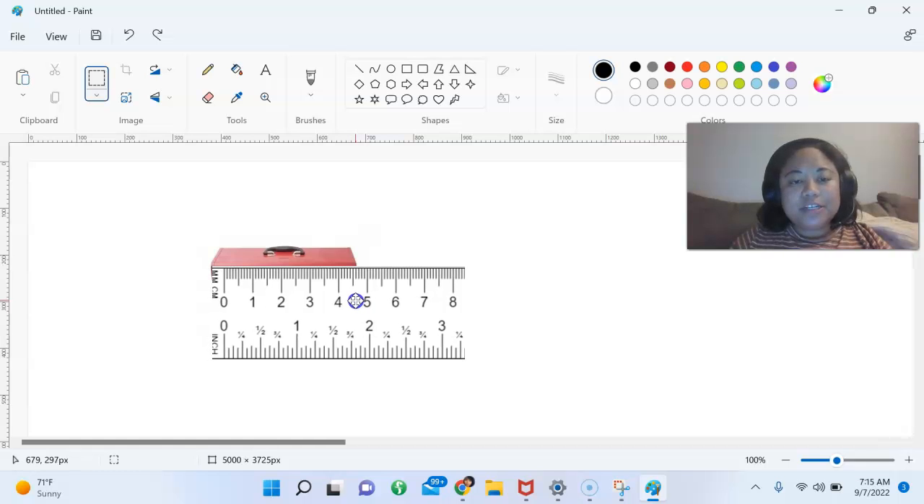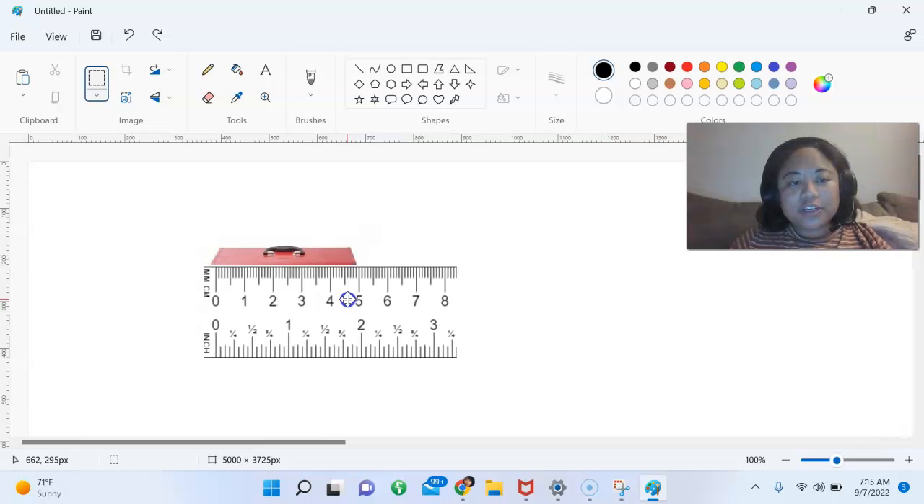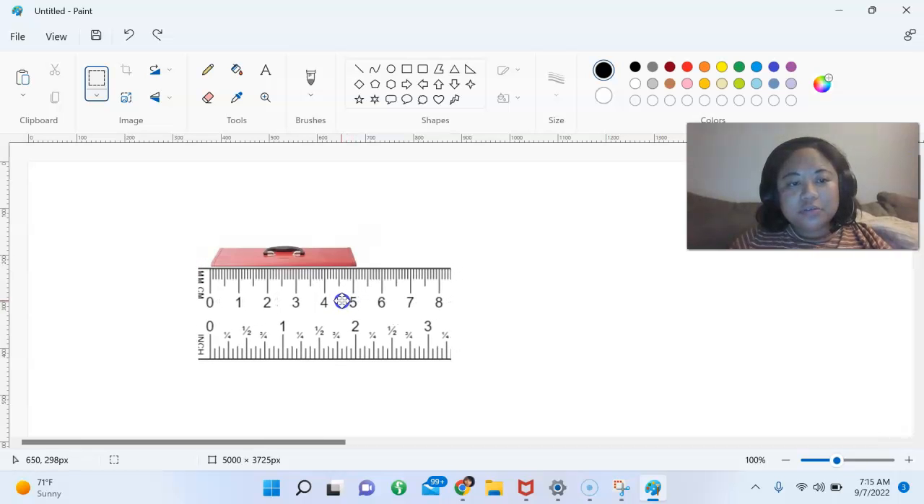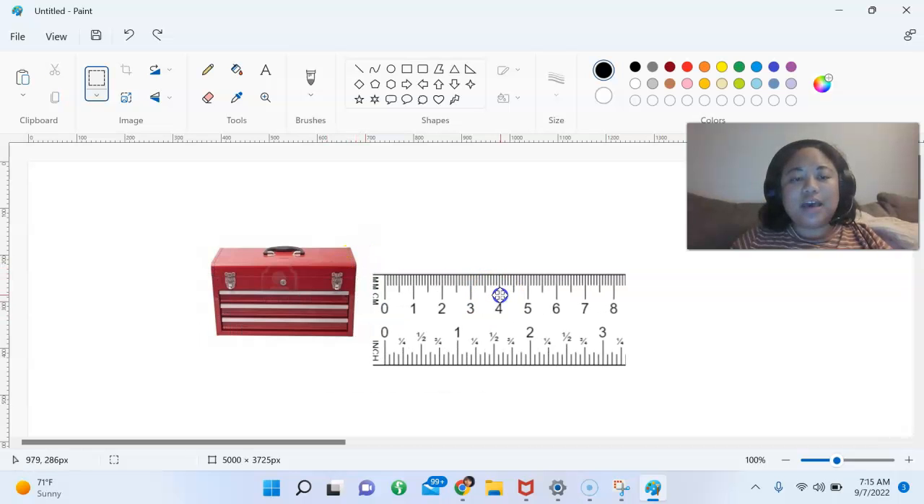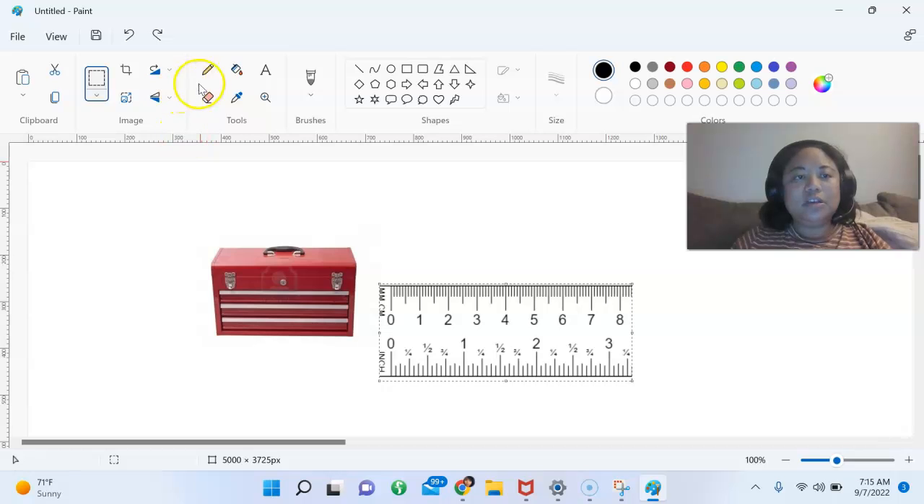And for me, the measurement of my box is about 4, oh sorry, you got to start at 0. So it looks like it's at about 5 centimeters. So it starts at 0, ends at 5. So we have that the dimension of that part is 5 centimeters. So I'm going to write down that this is 5 centimeters.